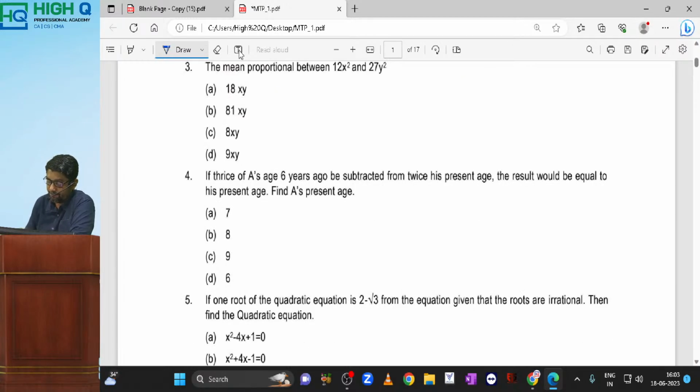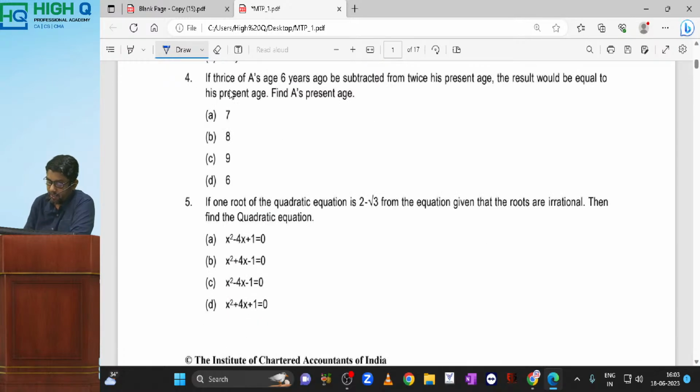Next step. The mean proportional between 12x square and 27y square. Of course, 12x square into 27y square, which is equal to 12 into 27, 324. Root 324 is 18. Root of x square y square is xy.